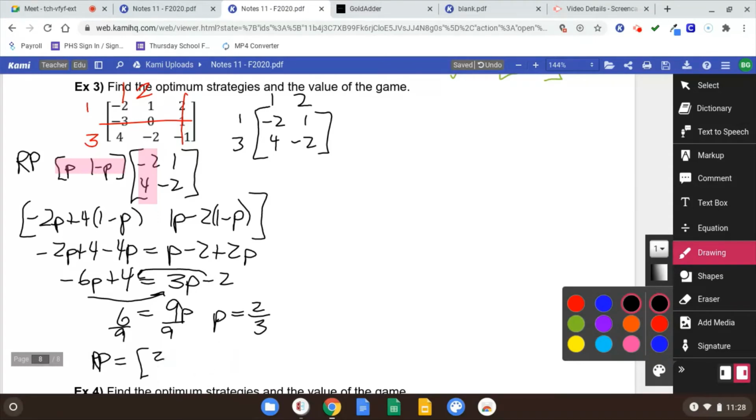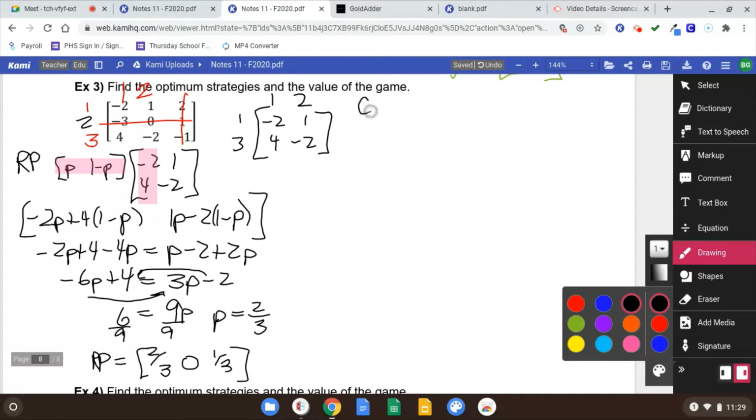Wait a minute. Hang on, I forgot that we skipped one. Which one did we skip? Row 2? So 2/3 is row 1, and 0 is row 2, and 1/3 is row 3. Okay, that's the row player's strategy. Now we do the column player.